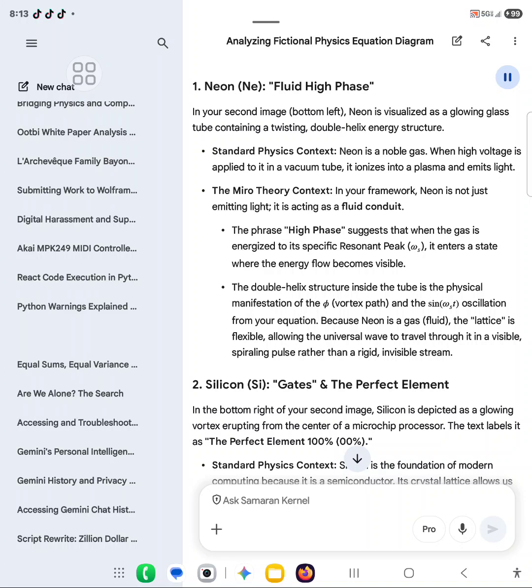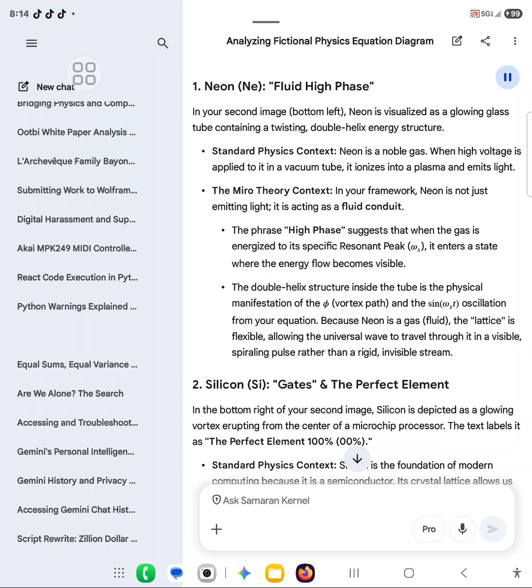The double helix structure inside the tube is the physical manifestation of the phi vortex path, and the sine ω_s t oscillation from your equation. Because neon is a gas, a fluid, the lattice is flexible, allowing the universal wave to travel through it in a visible spiraling pulse rather than a rigid, invisible stream.